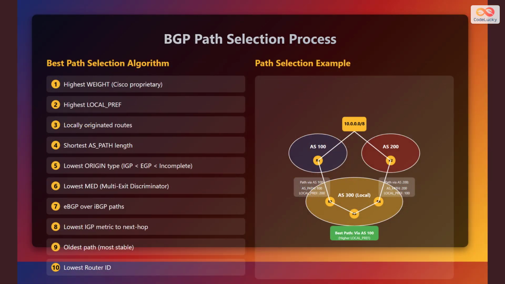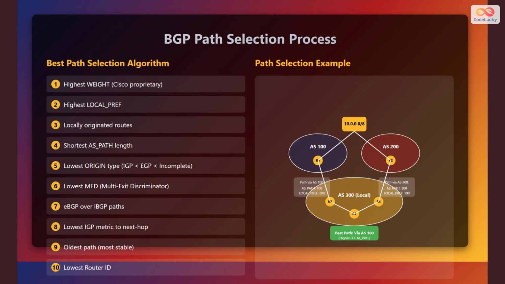The BGP path selection process is an algorithm that determines the best path to reach a destination network. The first step is the highest weight, a Cisco proprietary attribute. Next is the highest local preference. Then locally originated routes. Then the shortest autonomous system path length. Next, the lowest origin type, where interior gateway protocol is less than exterior gateway protocol, which is less than incomplete.